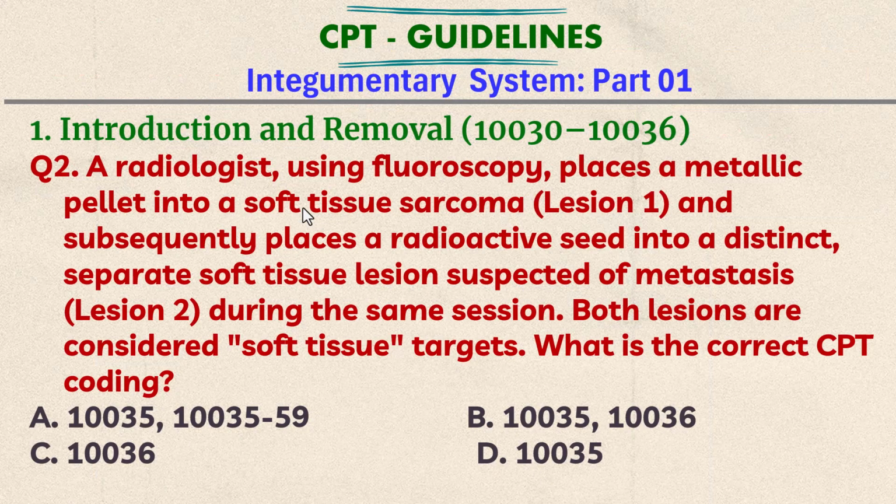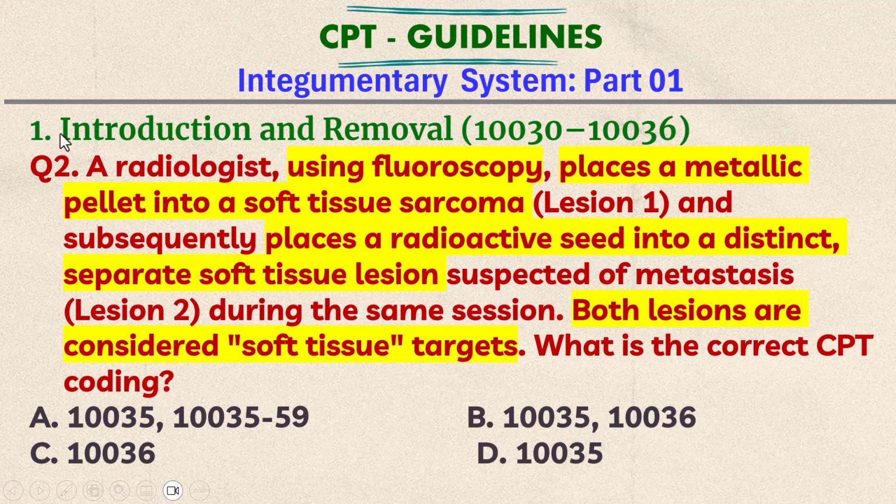So let's see another question. A radiologist using fluoroscopy places a metallic pellet in a soft tissue sarcoma, that is lesion 1, and subsequently places a radioactive seed into a distinct separate soft tissue lesion suspected of metastasis, that is lesion 2, during the same session. Both lesions are considered soft tissue targets. What is the correct CPT coding here? So there are 4 answers available. First, let's highlight the important terms. Here you can see this is using fluoroscopy, placing a metallic pellet into the soft tissue sarcoma, and the second one is placing a radioactive seed into the distinct separate soft tissue lesion. Both lesions are considered soft tissue targets.